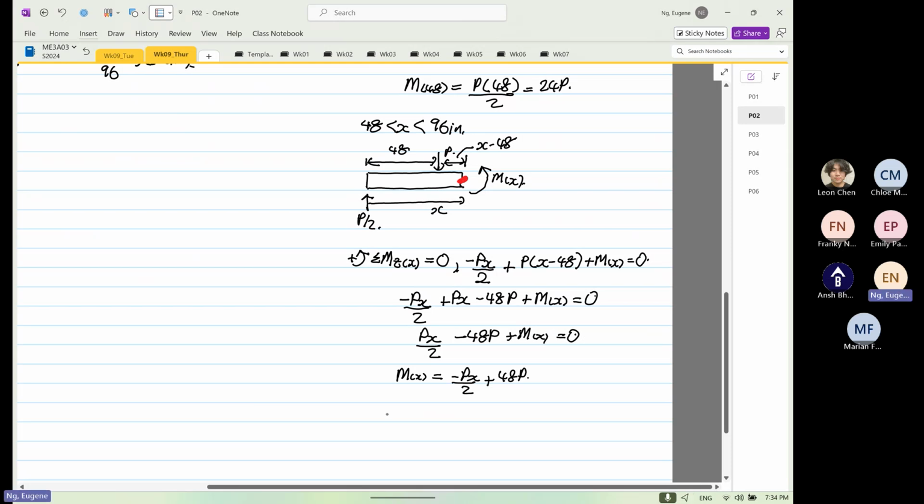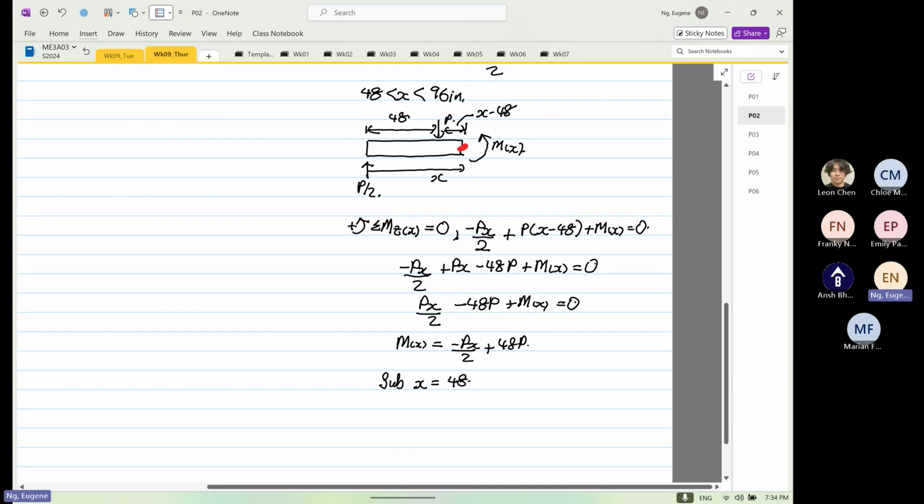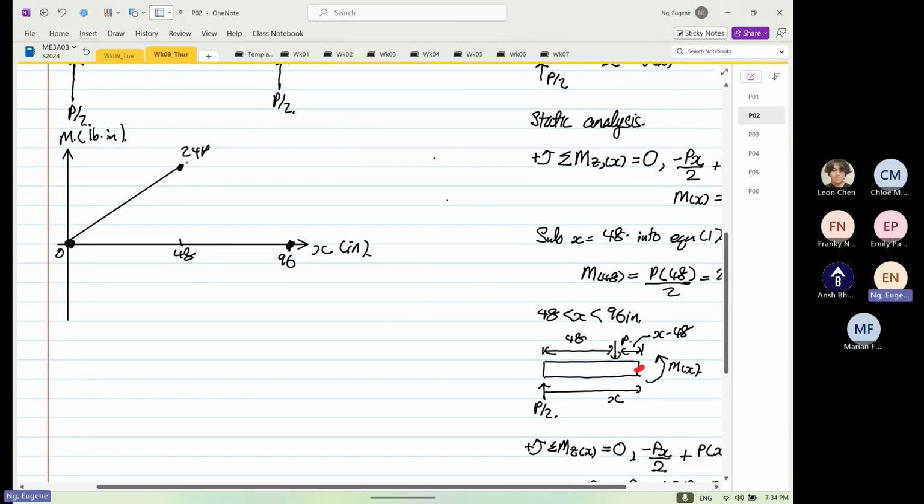So when we substitute x is equal to 48, right? If we substitute x is equal to 48 into equation 2, M at 48 will be equal to minus 24P plus 48P, which is also equal to 24P, which is also at the same point. Okay, so this is correct.